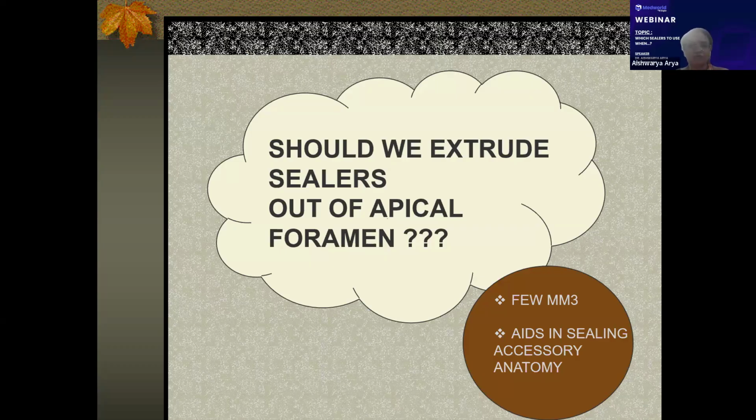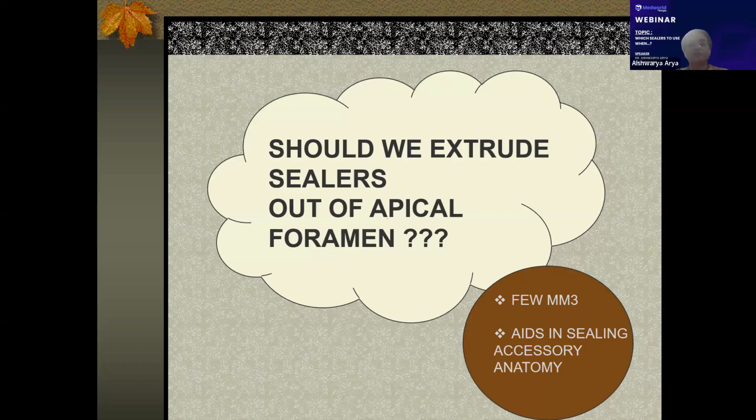Extruding anything out into the periapical tissue is going to act as a foreign agent for the bacteria and for your body to react to with immunity. So hence, extruding any kind of material out of the apical foramen is not considered to be clinically significant. There are a lot of papers and research work going on, and it has been proven that everything has to be inside the canal.